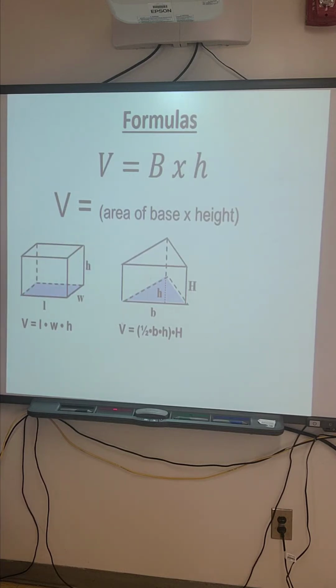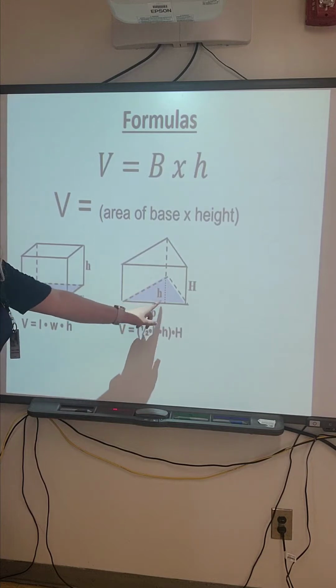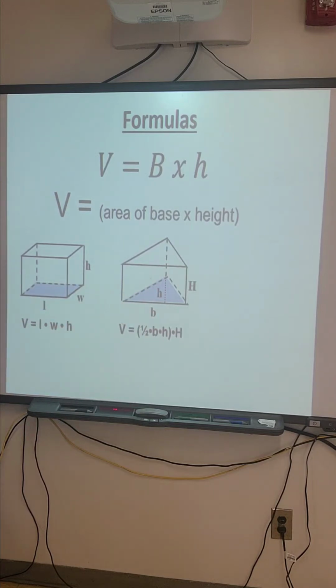Now there are two different kinds of prisms. We have a rectangular prism because the base of this prism is rectangular. And for this one, we have a triangular prism because the base of this prism is a triangle.